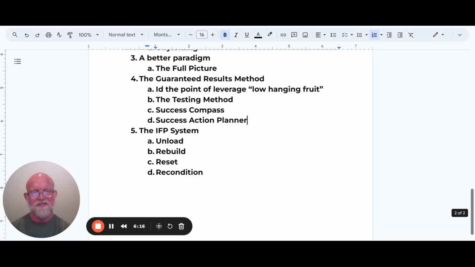And then we have an action planner. So what do I do? Clarity, right? We want to have 100% clarity on what step I am supposed to be taking right now, and how much and how often, and that's in your success action planner. So it's a tool that you get to keep. The last part of this, in terms of how I get your results from here when you're over there, is just going back to this integrated functional performance system.